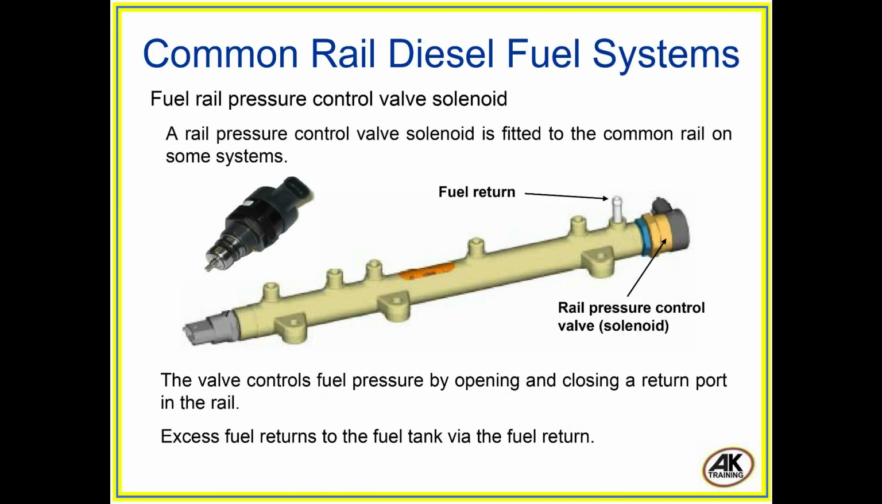Fuel rail pressure control valve solenoid. A rail pressure control valve solenoid is fitted to the common rail on some systems. The valve controls fuel pressure by opening and closing a return port in the rail. Excess fuel returns to the fuel tank via the fuel return.